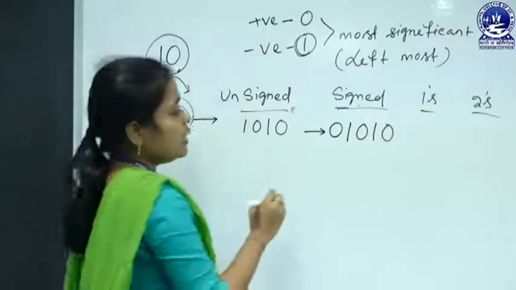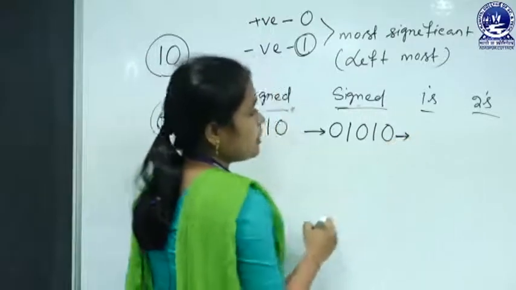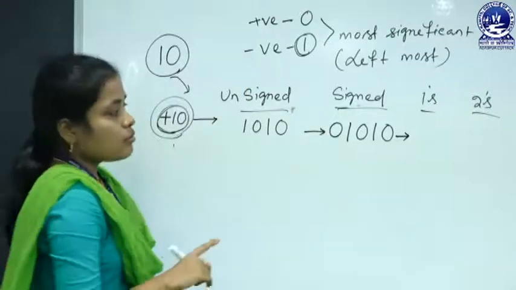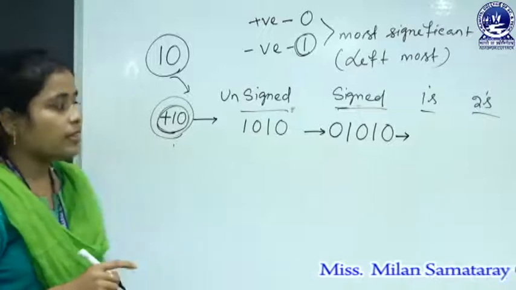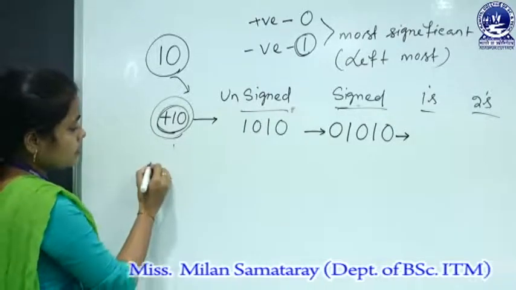Then you have to find out the ones complement of 10. So, what will be the ones complement? And to find the ones complement, what is the rule?